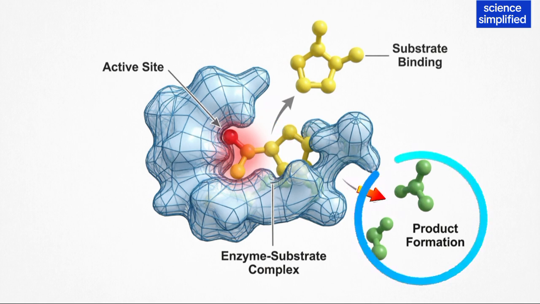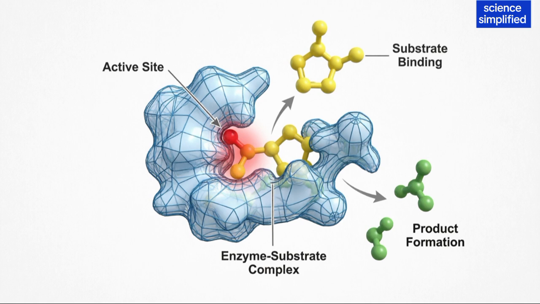Step 4. Product formation. Finally, we see product formation. Once the chemical reaction is complete, the original substrate is converted into new molecules called products. These products no longer fit the active site and are released. This process, known as catalysis, leaves the enzyme unchanged and free to bind with a new substrate to repeat the cycle.